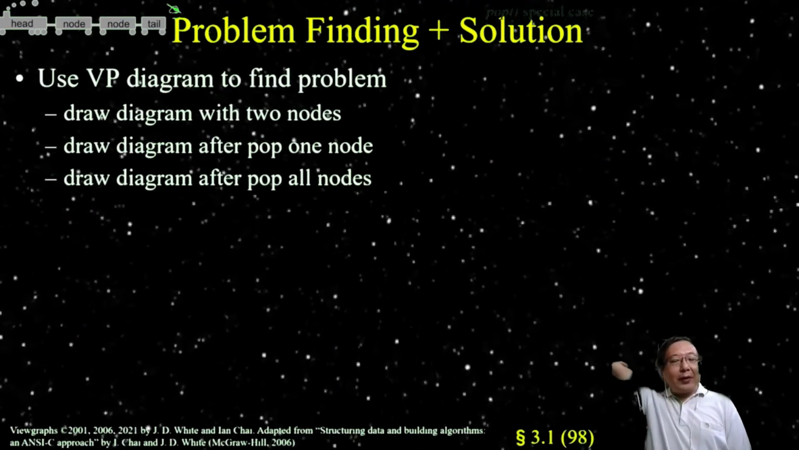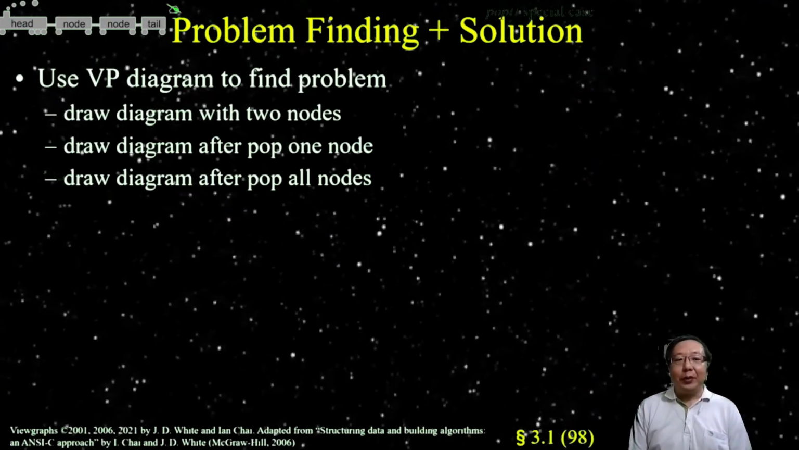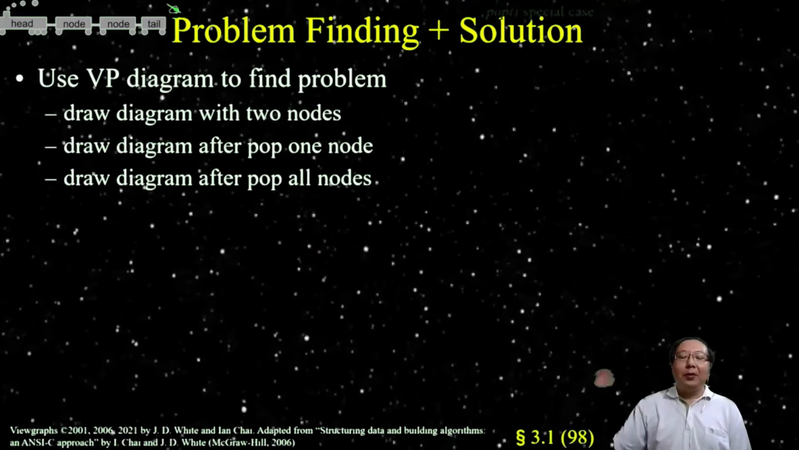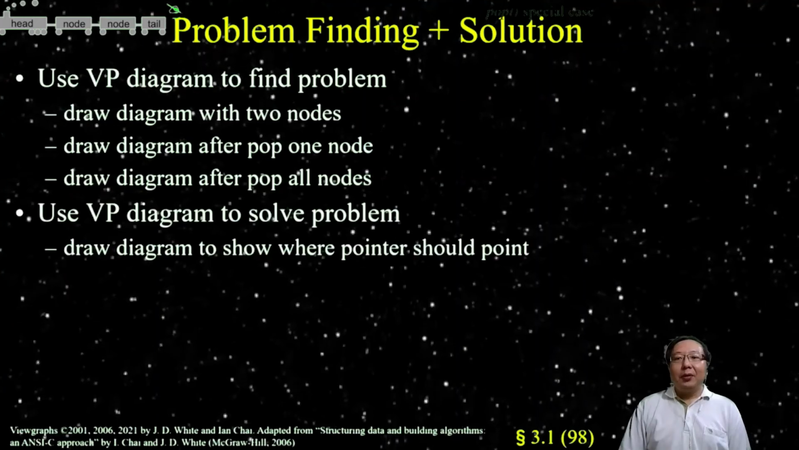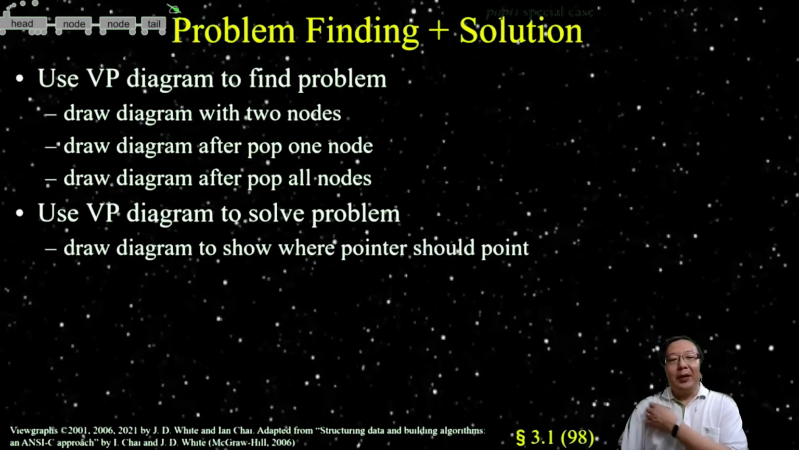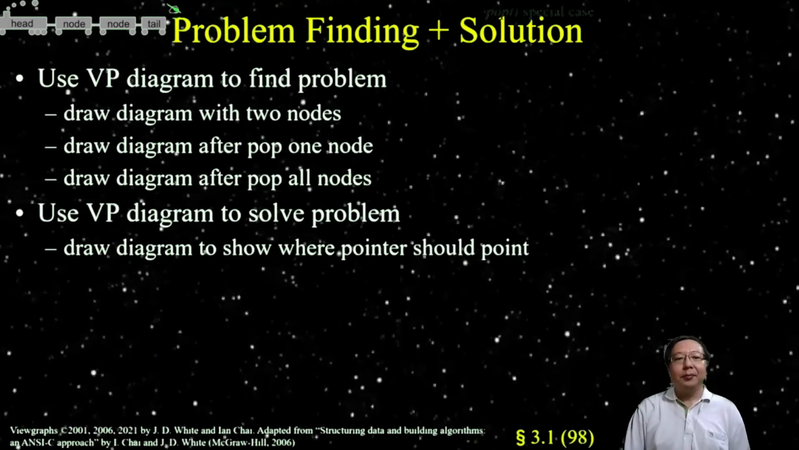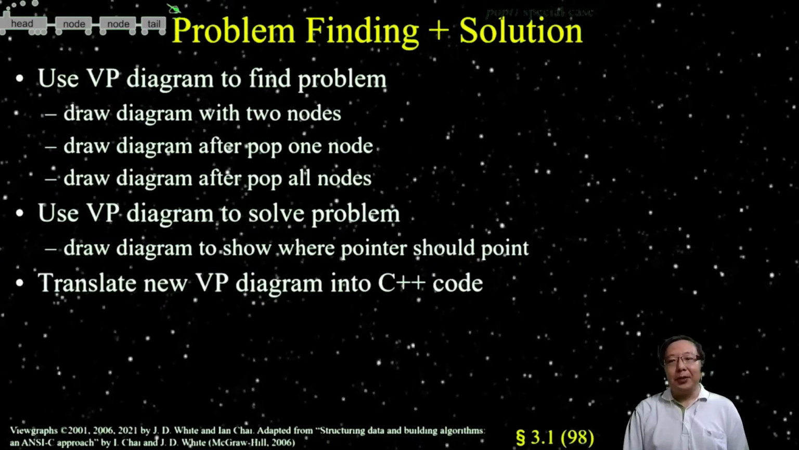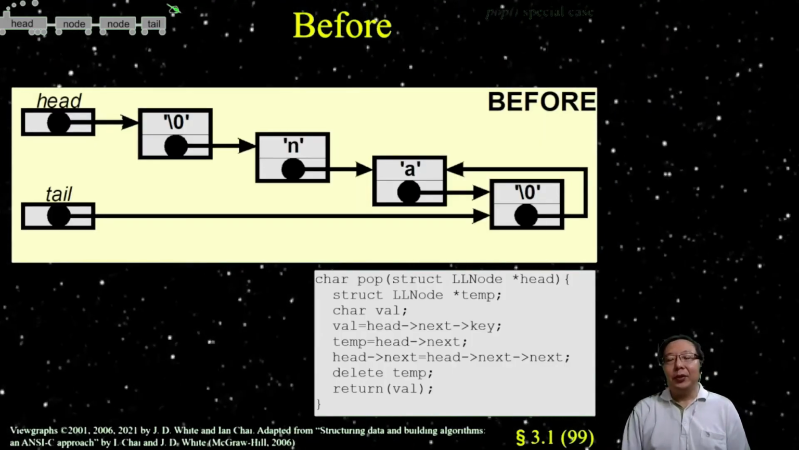So how do we find the solution? We use VP diagrams to try and figure out what's going on. We draw the diagram with two nodes, and when we pop one node and then we pop the second node, we see how to solve the problem by showing actually where the pointer should point, and translate the new VP diagram into actual C++ code. So earlier, this was what was happening.